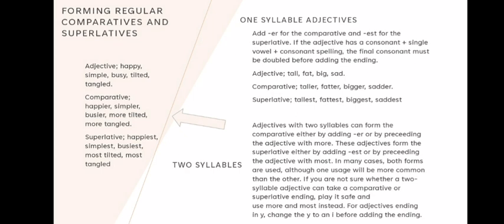And next is two syllables. The adjectives are happy, simple, busy, tired, and tangled. For the comparative: happier, simpler, busier, more tired, more tangled. Superlative: happiest, simplest, busiest, most tired, most tangled.